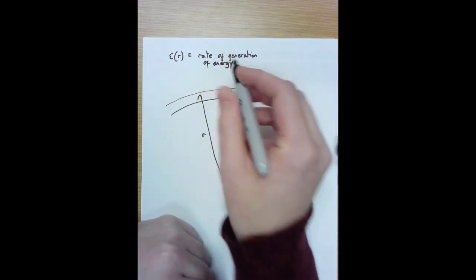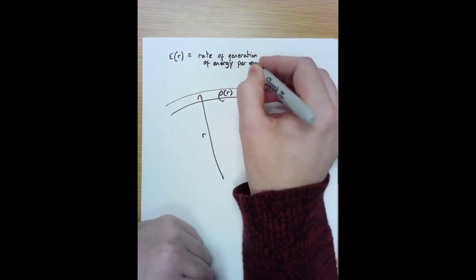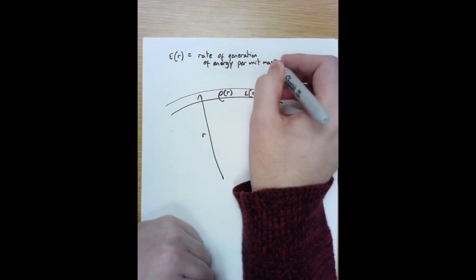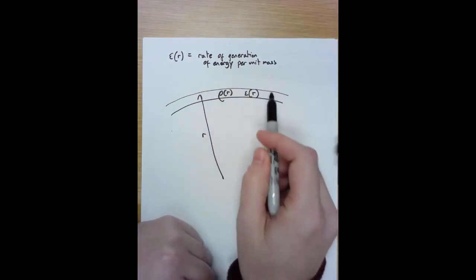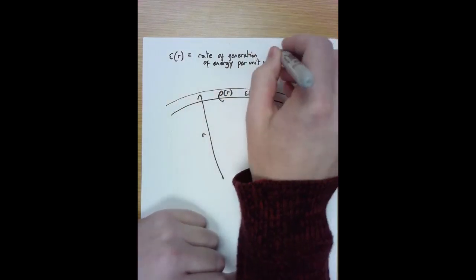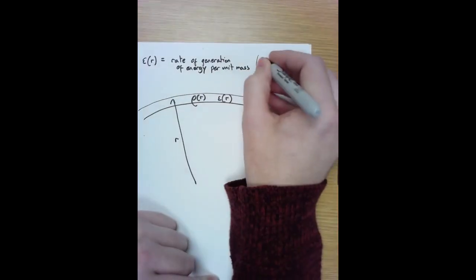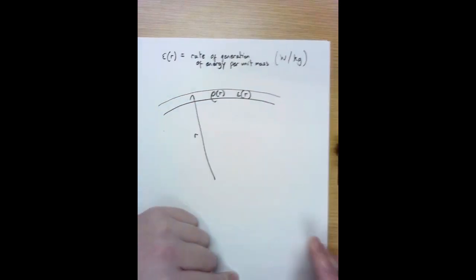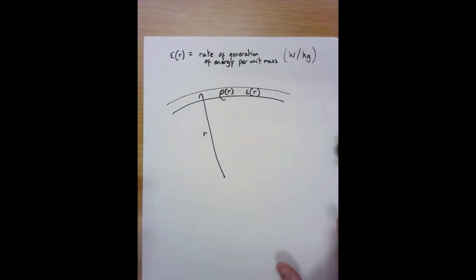So this is the rate of generation of energy per unit mass. In other words, every kilogram of matter inside the spherical shell is generating energy at this rate. Right? So it has units of watts per kilogram.